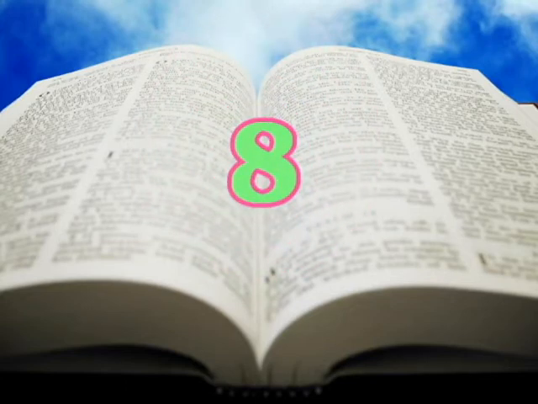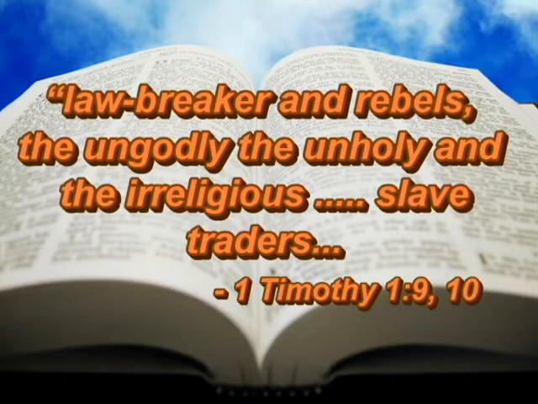8. 1 Timothy chapter 1 verse 10 groups slave traders with lawbreakers and rebels, the ungodly, the unholy and the irreligious. This reflects the Old Testament ban on kidnapping persons for the purposes of selling them. It is often unnoticed that if this command was followed consistently and universally, it would have undermined the practice and perpetuation of the slave trade in the Roman Empire.